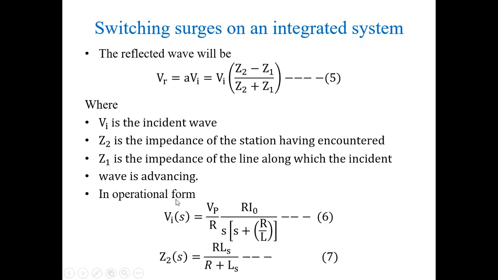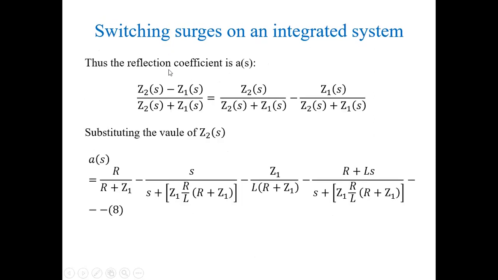And from this, we can calculate the value of VI of S, that is equal to Vp by R into I naught divided by S into (S plus R by L). And here we have given the final expression for the input voltage VI of S. From this, we can calculate the reflection coefficient A of S, after substituting the value of Z2 of S. The equation for A of S is equal to (R by (R plus Z1) minus S) divided by (S plus Z1 into R by L into (R plus Z1)), minus Z1 divided by L into (R plus Z1), minus (R plus LS) divided by (S plus Z1 into R by L into (R plus Z1)).